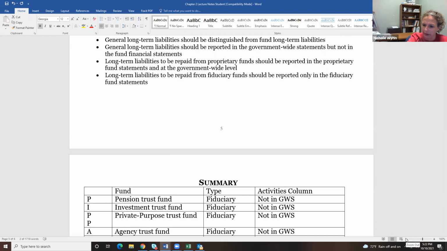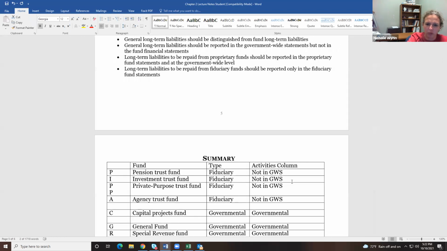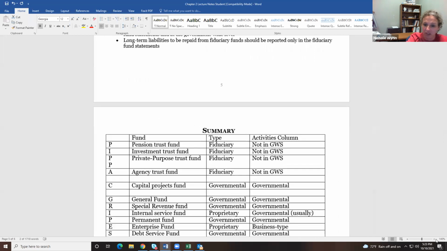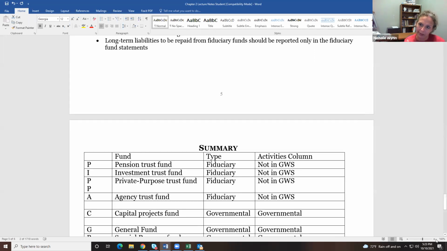Okay, so the next page is weird. We can acknowledge that it's weird, but this is the way I learned the funds. When I took the CPA exam back in 2007, governmental accounting was not my friend. I did not like fund accounting. It was not my thing, but I knew I needed to know it. And so you need to remember which funds are governmental, proprietary, and fiduciary.